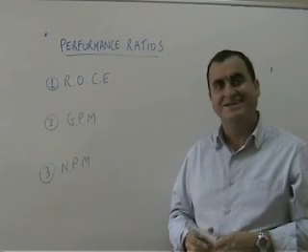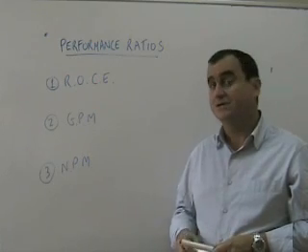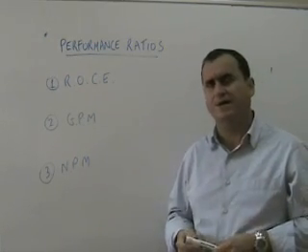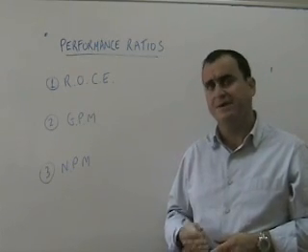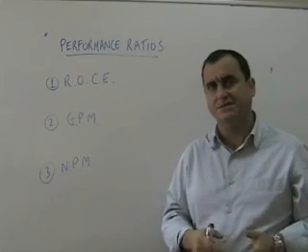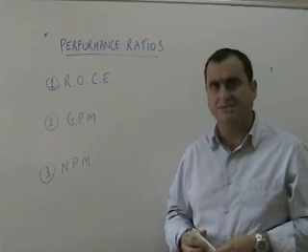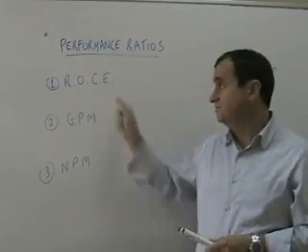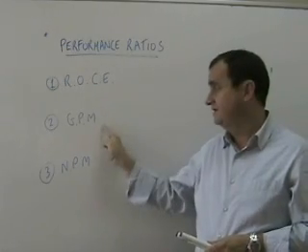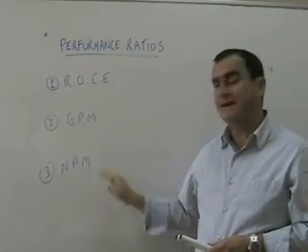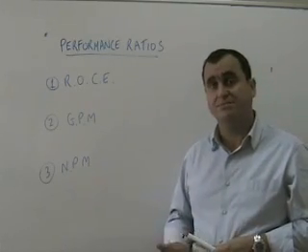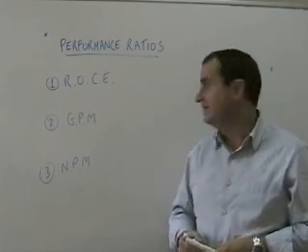Hello. In GCSE business studies, you'll probably be asked about performance ratios, that is, judging how well a business has done and comparing that to how it's done in previous years, or comparing it to another business at the same time. You need to know these three performance ratios: return on capital employed, gross profit margin, and net profit margin. You need to learn the equations, and you need to be able to interpret the results that you're given.